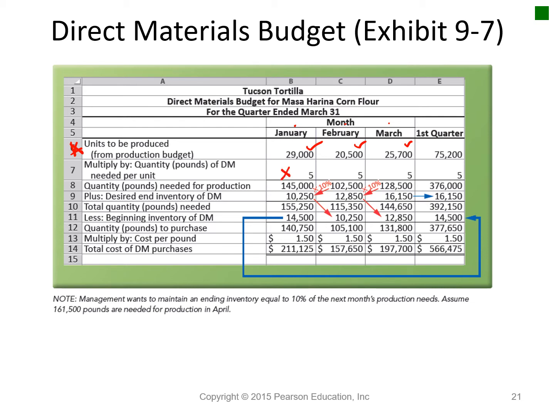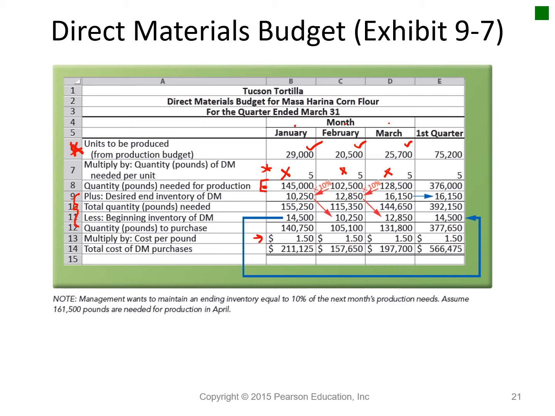So what they first have you do is multiply it by the conversion of 5. That tells you how many total pounds. So if you take 29,000 times 5, that gives you 145,000. If you take 20,500 times 5, that's going to give you 102,500. So once you do this conversion, which typically you always have to do first, then notice this formula is essentially the same that you would have done for the production budget. You add in some sort of desired ending inventory, that equals total needed, subtract out beginning inventory, that tells you how much you need to purchase, and then the problem should tell you the actual cost as well.